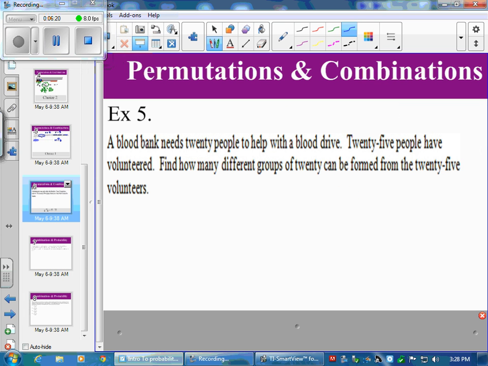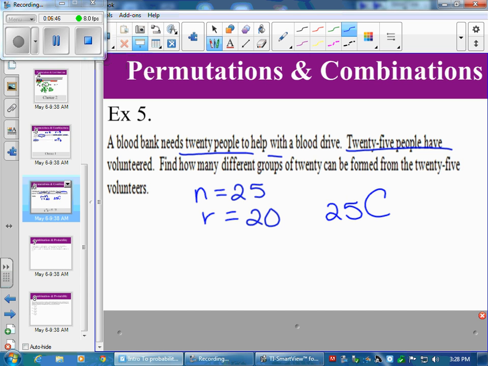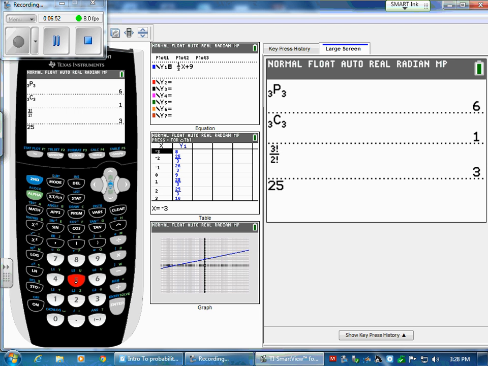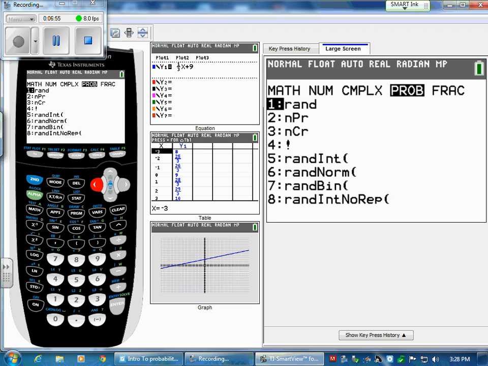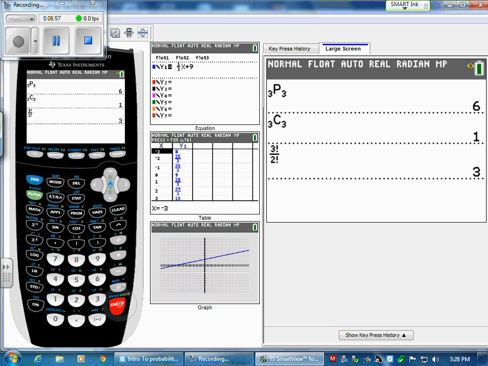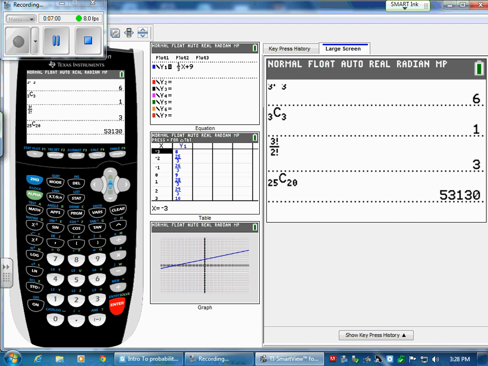In example 5, we're told that a blood bank needs 20 people to help with a blood drive. If 25 people volunteer, how many different groups of 20 can be formed from the 25 volunteers? So my n is 25, that's my total amount of people. The amount I want is 20, that's my r. Since I'm not talking about any kind of order here, I just want a group of 20, this would be 25C20. Again, I go to my calculator, type in 25 first, then go to my probability menu, go to choice 3 for combination, type in 20, and there are 53,130 ways I could make these groupings.